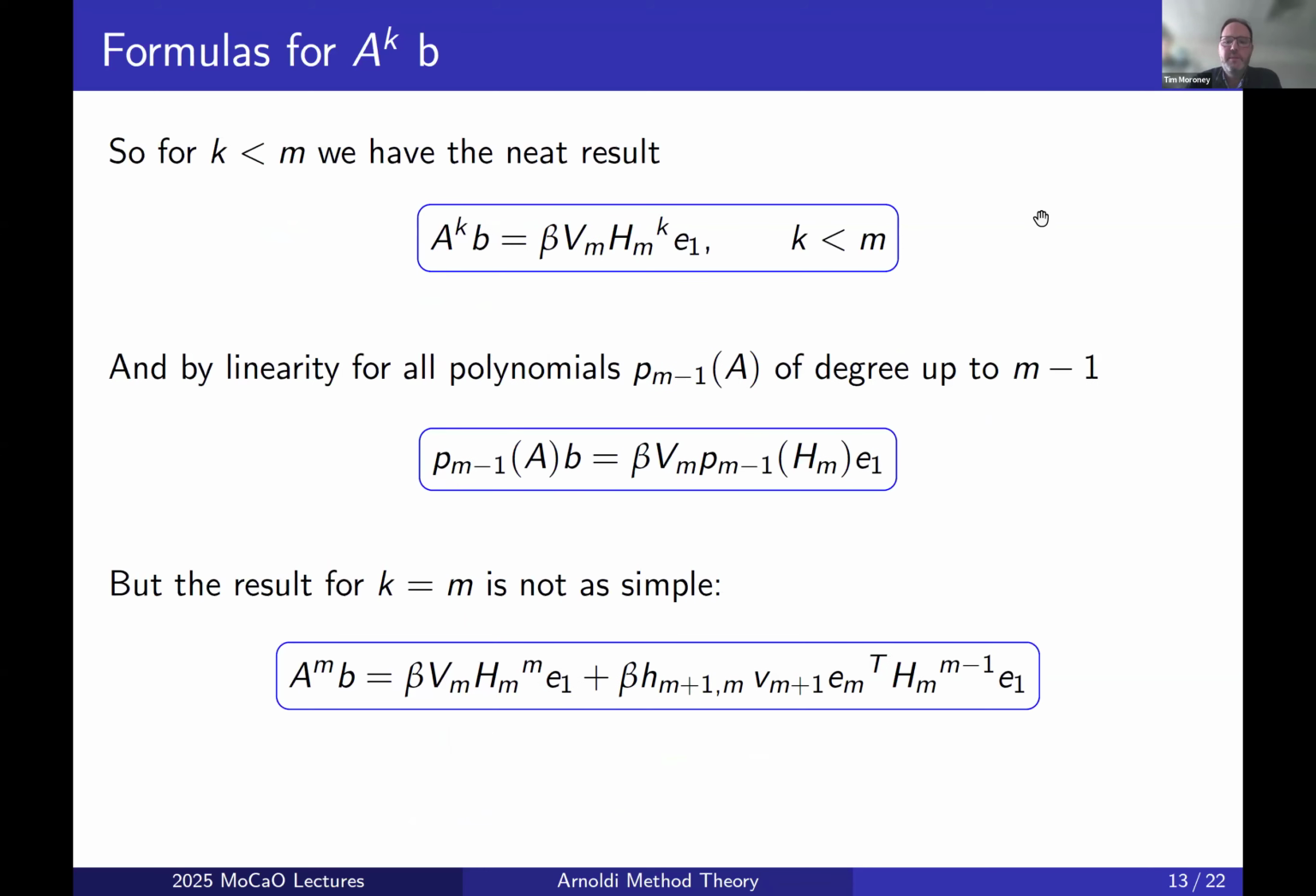Okay, so for k less than m, we have this neat result. We're going to build up a polynomial in a sec, so it's good to know what these monomial terms look like. A to the k times b has this form. And then by linearity, this is going to be the expression for any polynomial of degree up to m minus 1. Any polynomial of m minus 1 degree or less of A times b, we can calculate using the corresponding polynomial of H. Hit it with the e1 on the right and the beta vm on the left, and you're good. But the result for k equals m is not as simple. We do have to carry this extra term, and that's just how it is.